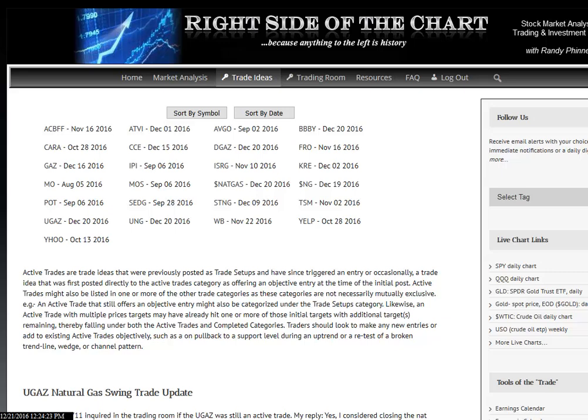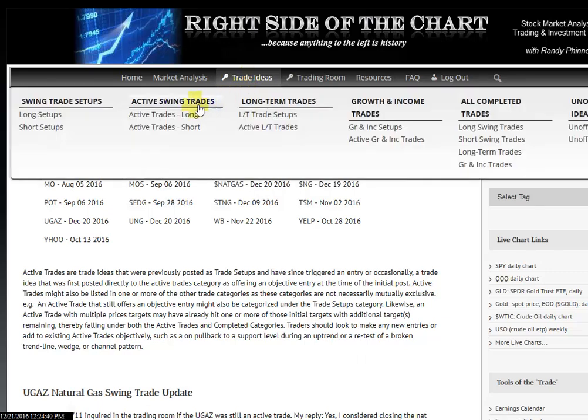I wanted to take a look at the trade ideas on the site. I have gotten behind on quite a bit of these as far as updating. By updating, I mean there are quite a few in here that have either hit their final profit target or exceeded their maximum suggested stop and therefore need to be moved from the active swing trades category. That's what we're looking at here.